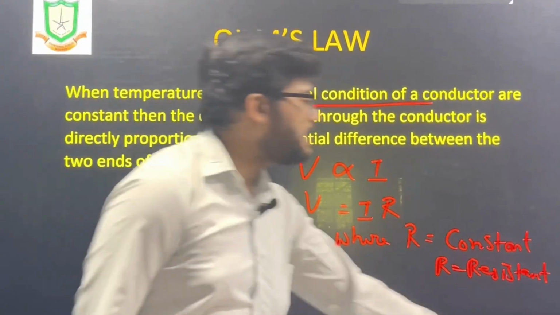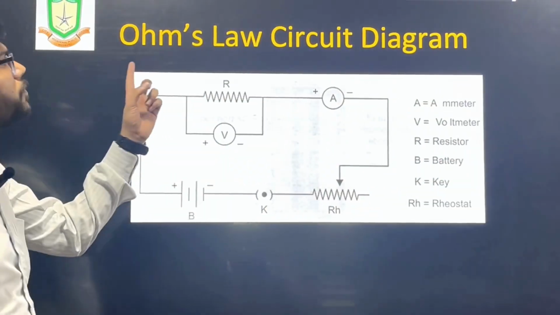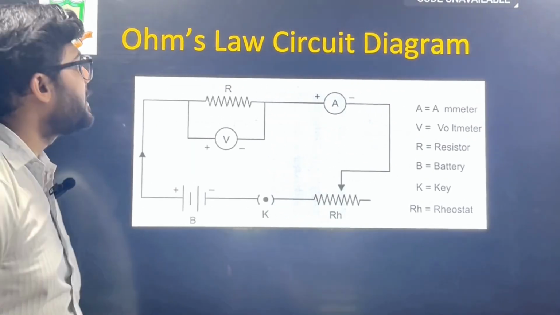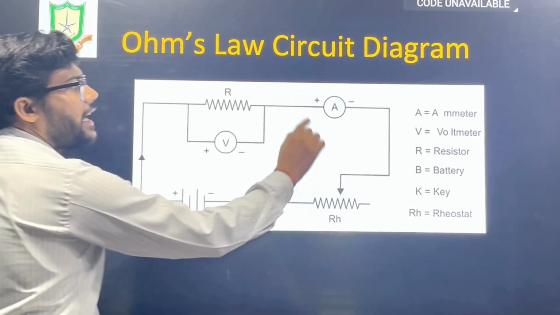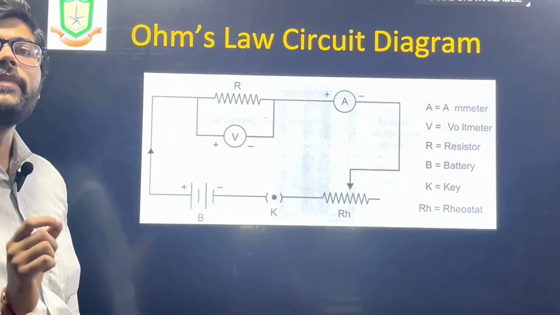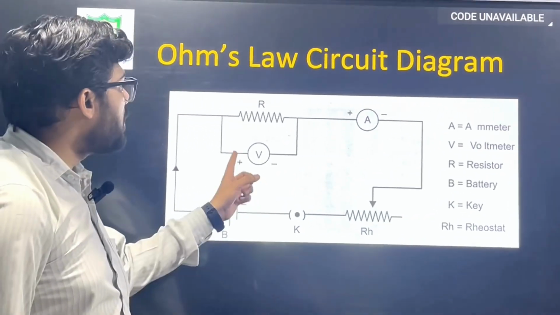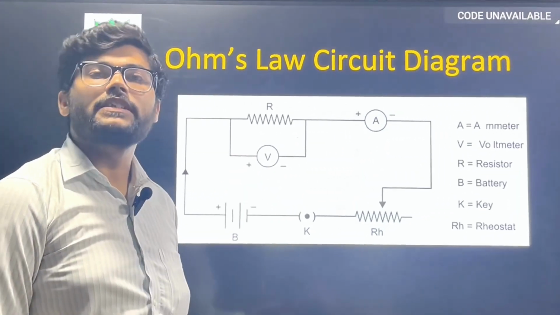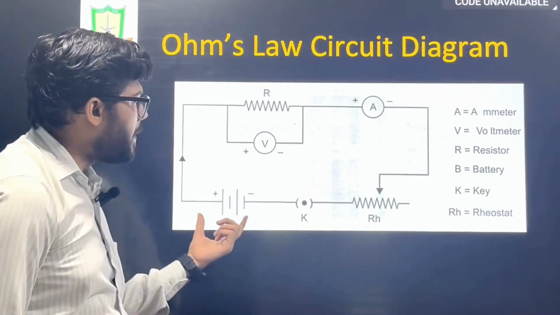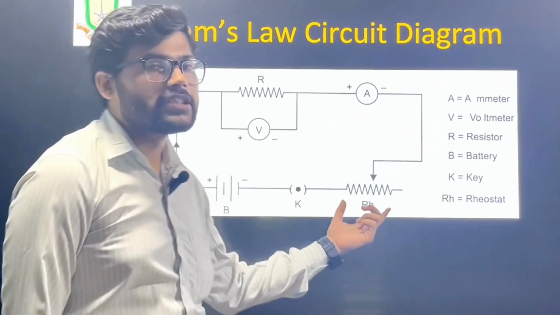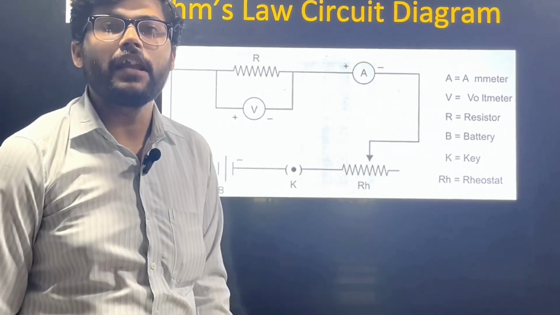Okay, now let's see the Ohm's law circuit diagram. In Ohm's law circuit diagram, we have a resistor, we have an ammeter. Always remember, ammeter is connected in series. We have a voltmeter, and voltmeter is always connected in parallel. We have a battery source, a key, a rheostat. Rheostat is used as a variable resistance.